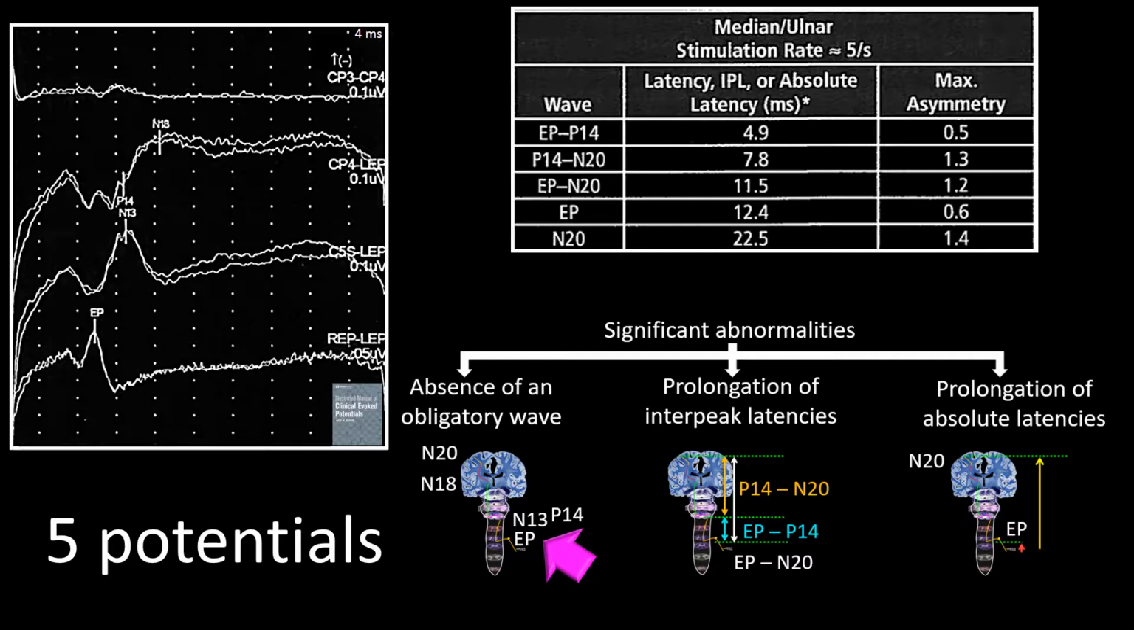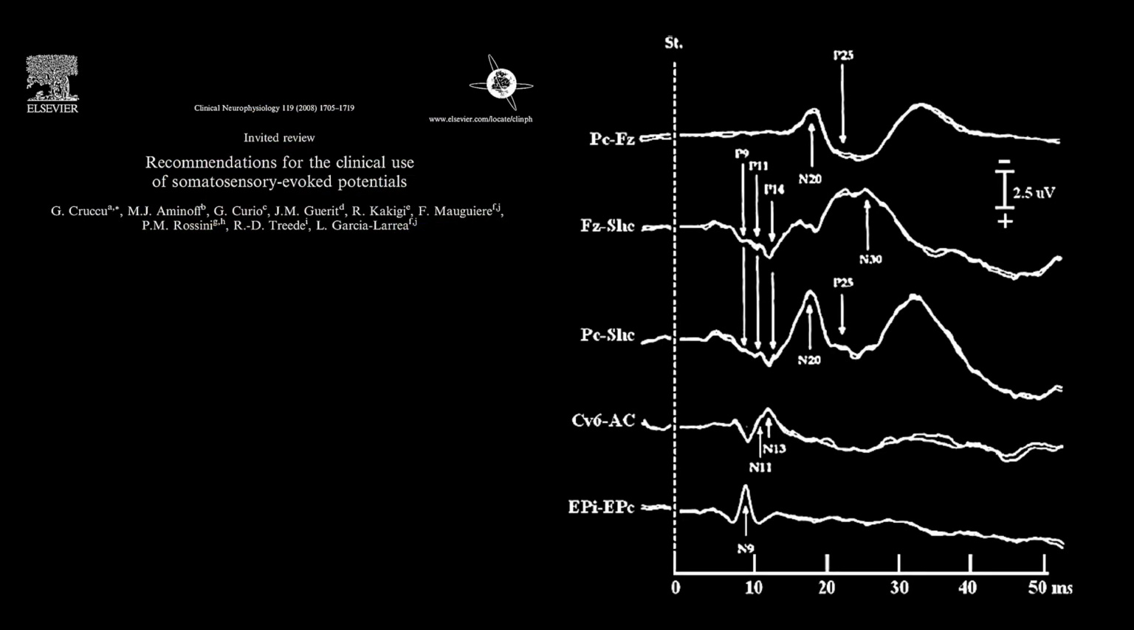The Erb's point potential, N13, P14, N18, and N20. But as you can see in this figure, some authors label more than 5 potentials. So we need to know what that is all about.